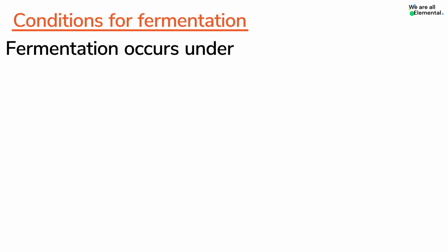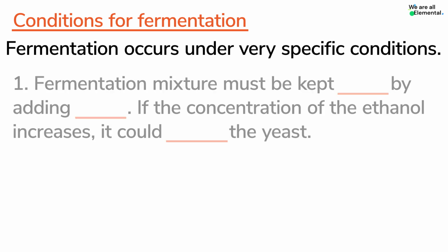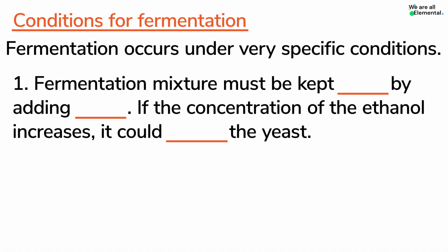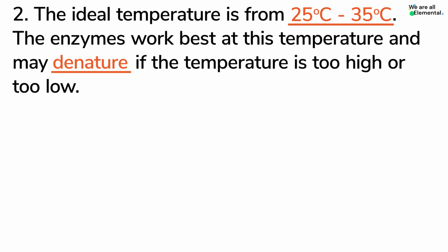Now, fermentation takes place under very specific conditions. The fermentation mixture must be kept dilute by adding water. If the concentration of ethanol increases, it could poison the yeast. The ideal temperature is from 25 degrees to 35 degrees. The enzymes work best at this temperature and may denature if the temperature is too high or low.